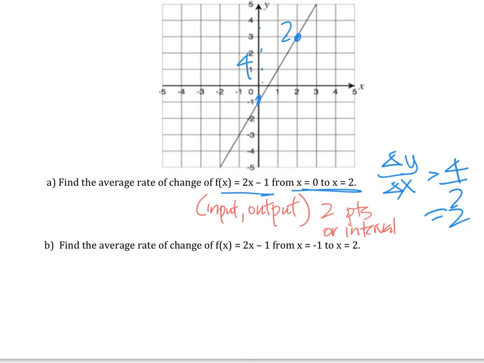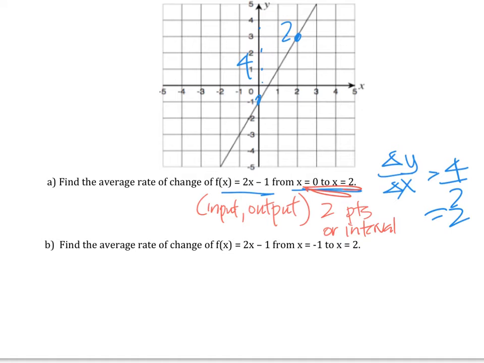So, find the average rate of change from 0 to 2 again. We're going to look at that. If I look at those coordinate points, for the 0, my output was the -1. For my 2, the output was a 3. So in this case, we would just calculate the average rate of change between those points, and we would have ended up with the number 2.